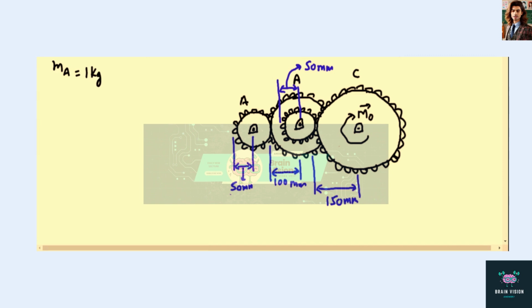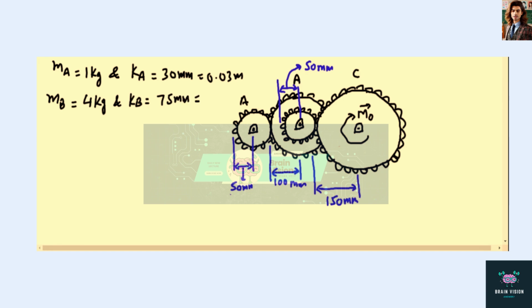As shown in the figure, gear A has a mass of 1 kg and a radius of gyration of 30 millimeter, that is 0.03 meter. The mass of gear B is given as 4 kg and its radius of gyration is 75 millimeter, that is 0.075 meter.